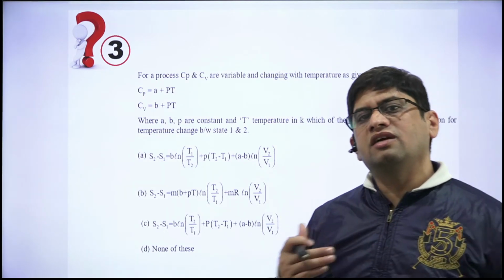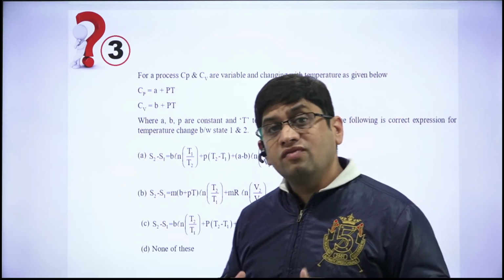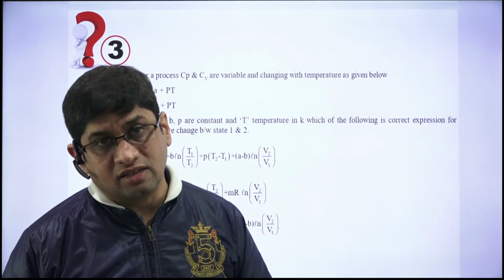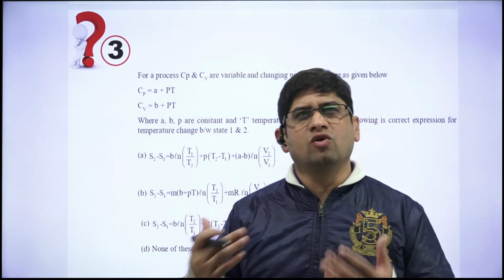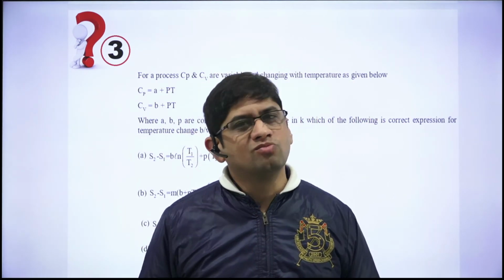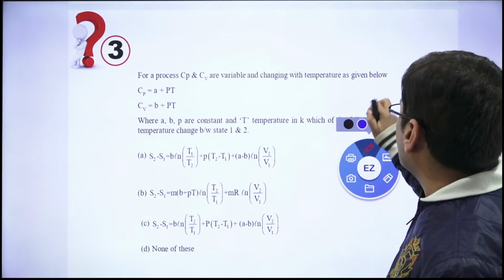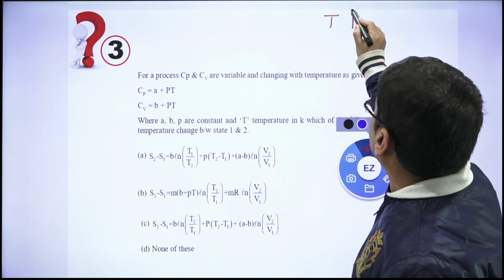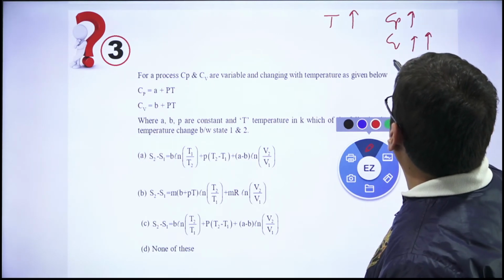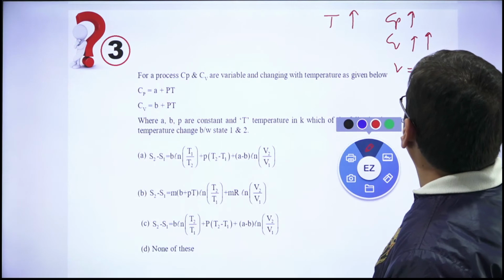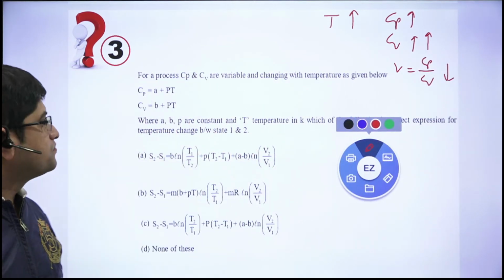As the temperature increases, Cp also increases, Cv also increases, right? Because Cv increases more, gamma decreases. So remember this always. With increase in temperature, Cp also increases, Cv also increases, but Cv increases more, so gamma decreases. That is a concept you should keep in your mind. Let me write it here. As the temperature increases, Cp increases, Cv increases more, gamma, which is Cp over Cv, decreases. Remember this always, right?